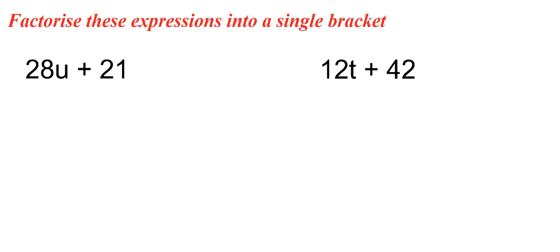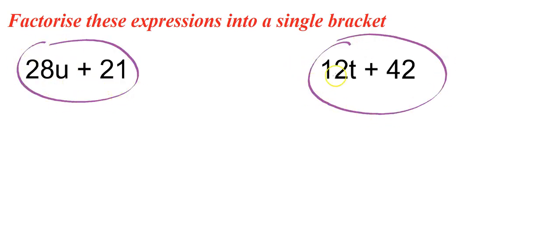Factorize these expressions into a single bracket. So we've got two expressions here. So this is one on the side. So we've got 28u plus 21. That's one expression. And the second expression is 12t plus 42.